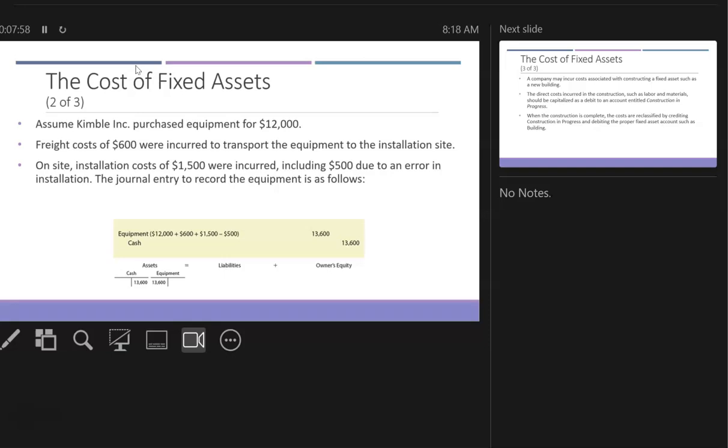The journal entry to record the equipment would be shown as the $12,000, the purchase of it, the $600, the freight to transport it, and the $1,000 of installation. The screw up of $500 you would expense. Does that make sense? So the equipment would be $13,600, and the $500 that was due to a screw up would be part of just a repair expense.